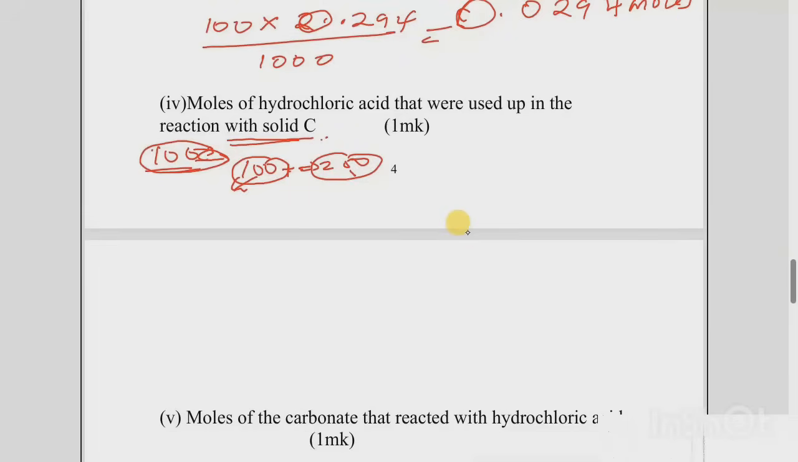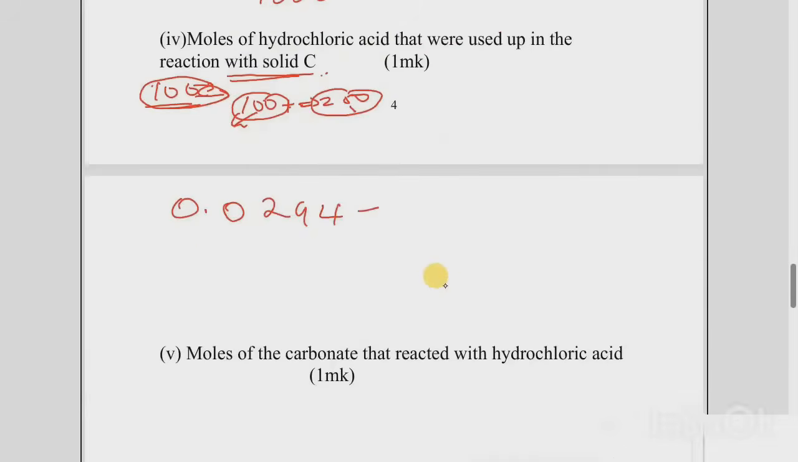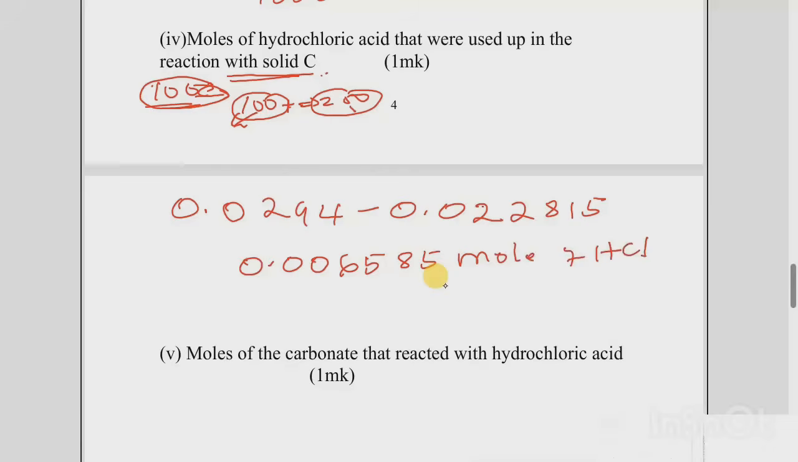Okay, so the answer here is going to be 0.0294 minus this answer, number of moles minus this one. 0.022815. Now that one gives us 0.00685 moles of HCl. This is the number of moles of HCl that reacted with solid C. Very good. Because we have subtracted original minus number of moles that remained, so it has given us this.